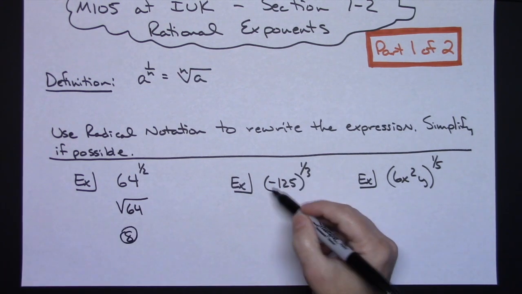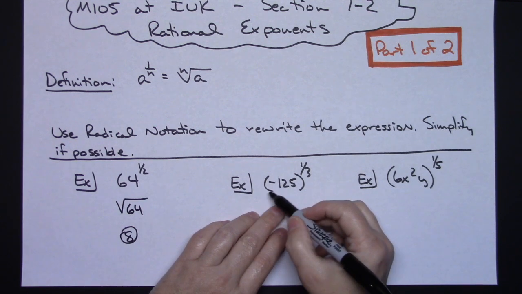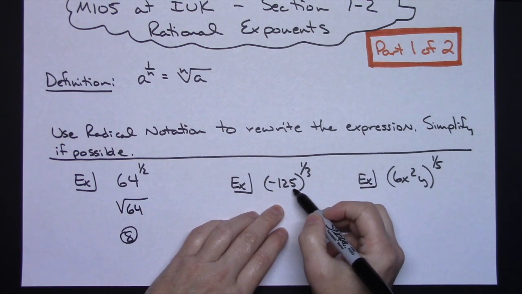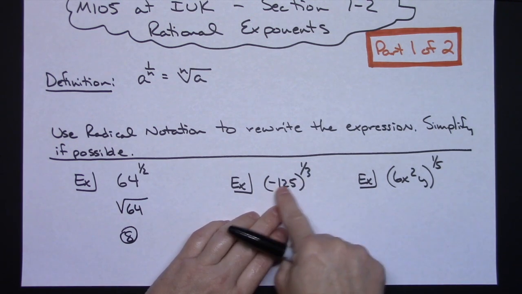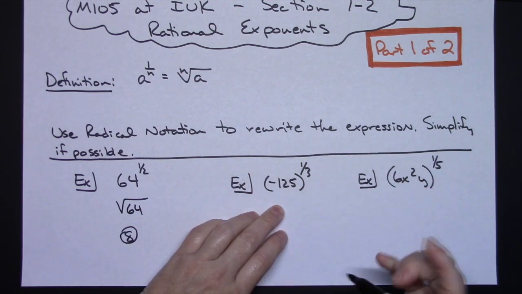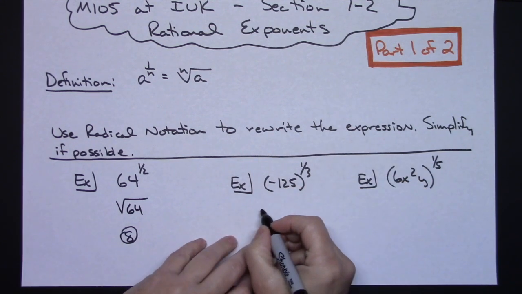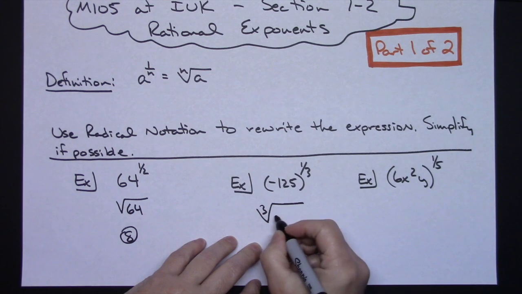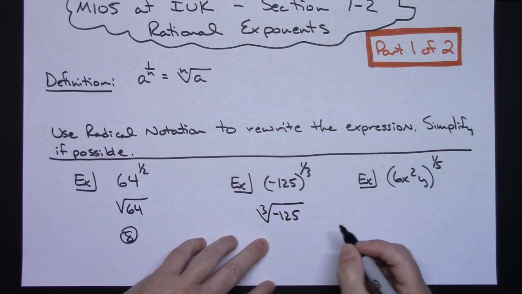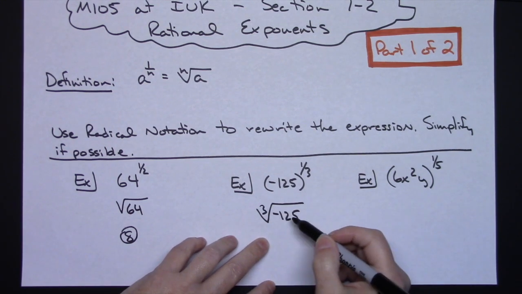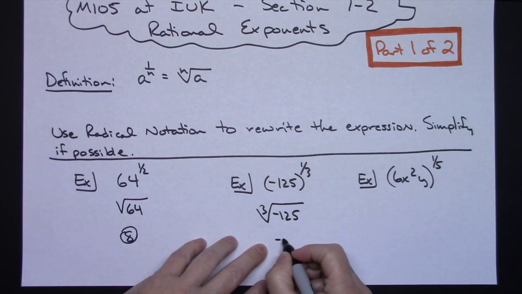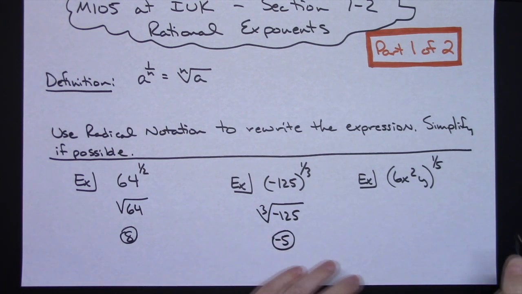Again here on this one, I've got in parentheses a negative 125. That means that's my entire base being raised to the 1/3. So it's going to be the third root, the cube root of negative 125. And if you recall, you can take cube roots of negative numbers. So that's going to be a negative 5.